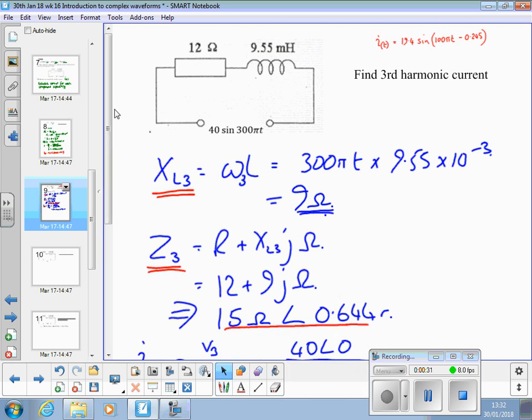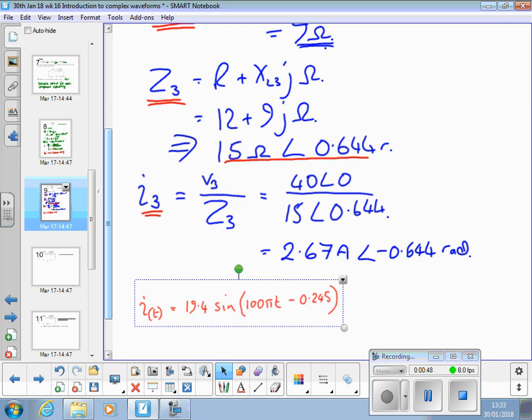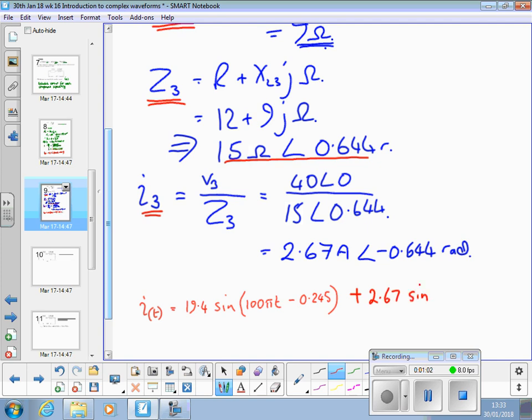Let's just draw this down here. Make it a bit bigger. So what do I need to add to that? To add the third harmonic part of the current to it. 0.67 sine 300 pi t minus 0.644. Close the brackets.